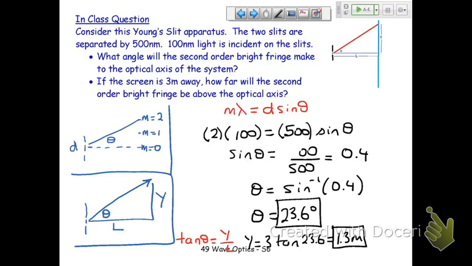So here's my basic same diagram. And my question says, consider this Young slit apparatus. The two slits are separated by 500 nanometers. Just by the way, any idea how big that is in atomic layers?